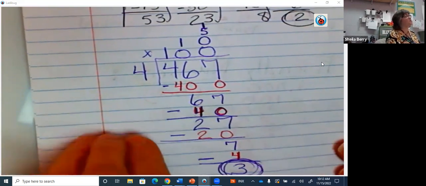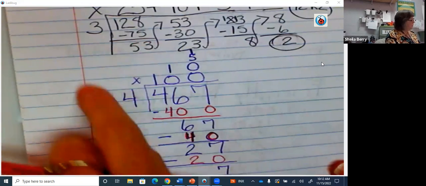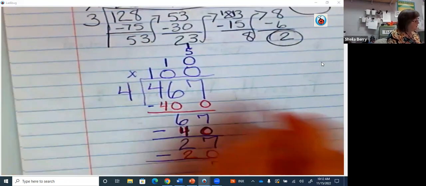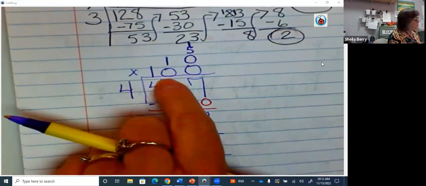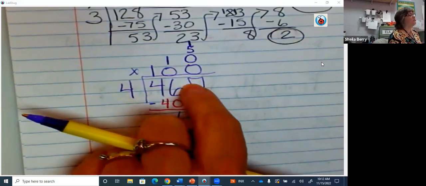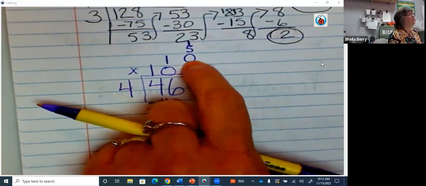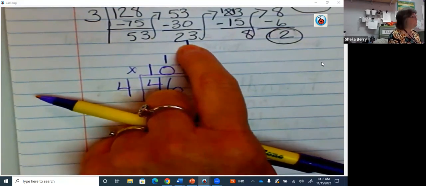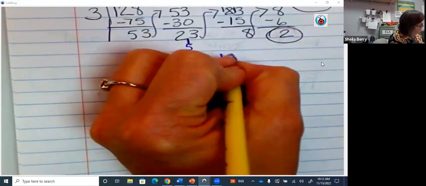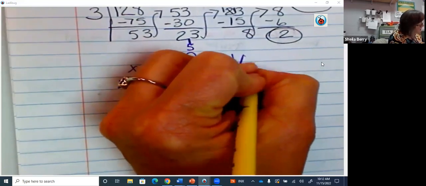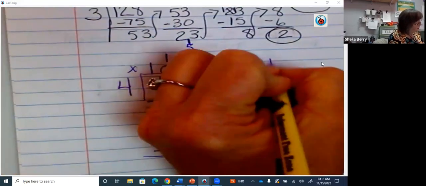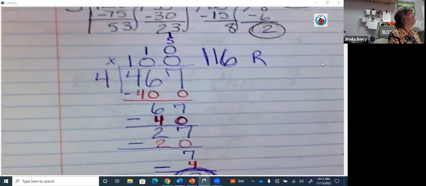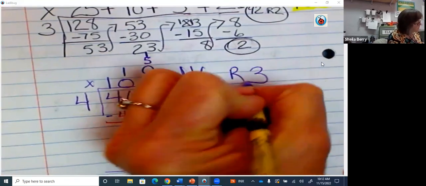Now, what do I have to do with all of these numbers up here? Add them up. We have to add these up. So I've got 100 plus 10. How much would that be? 110 plus 5 more. 115 plus 1 more would be 116. 116 with a remainder of 3. Do not forget that remainder, the leftover.